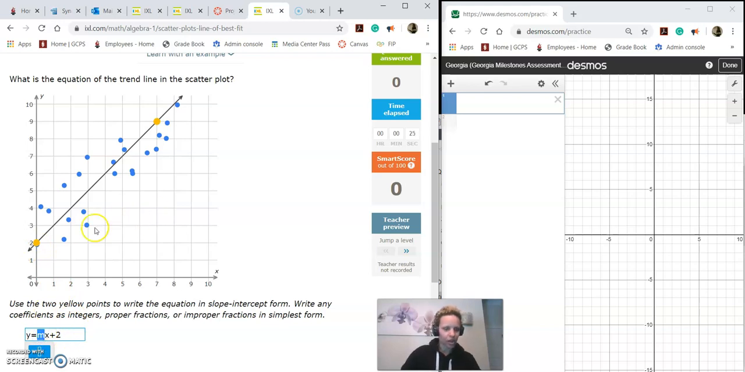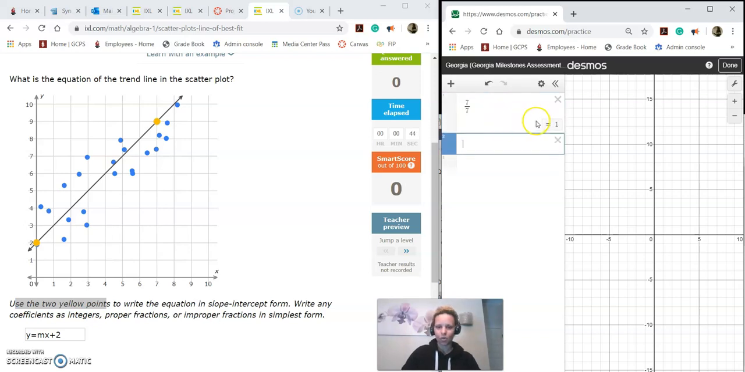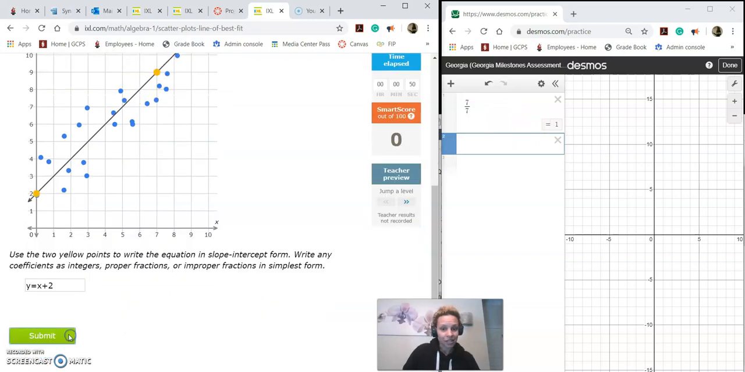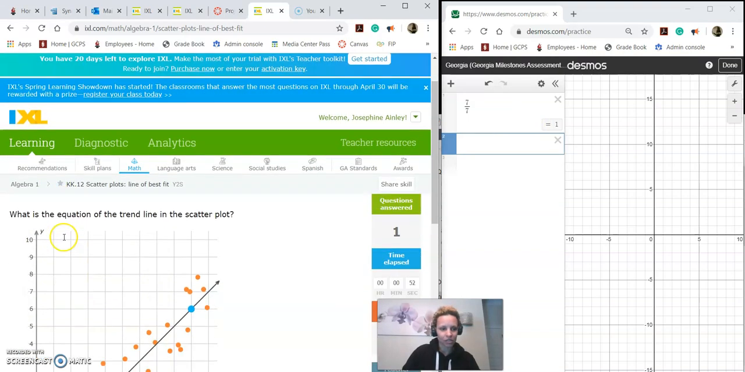What's the slope? How do I find the slope? Rise over run. I start at the yellow points because it says use the two yellow points. I go 1, 2, 3, 4, 5, 6, 7, and 1, 2, 3, 4, 5, 6, 7. Because I don't want to trust myself, I'm going to put that in the calculator. 7 divided by 7 is 1. And that's it, guys. I promise you guys are making this harder than it is.